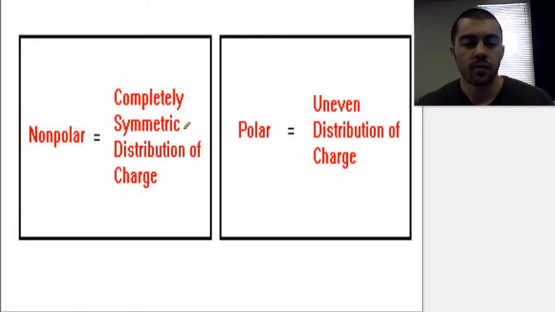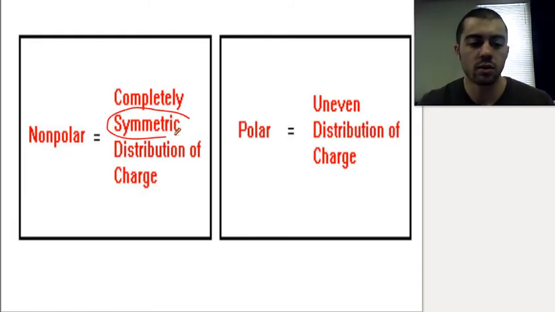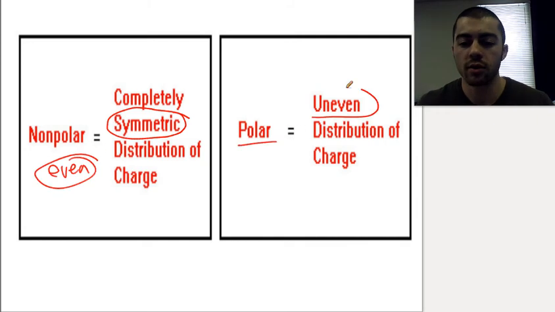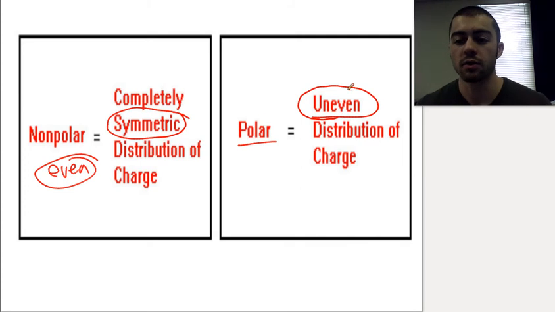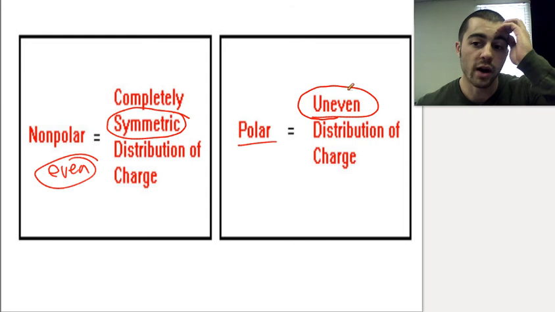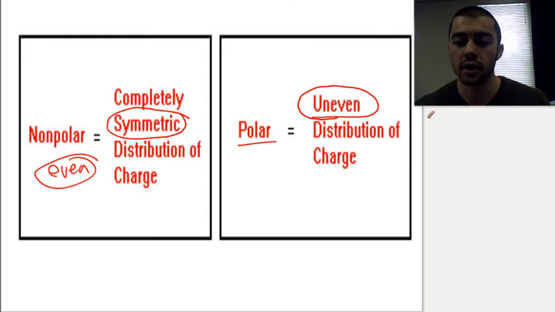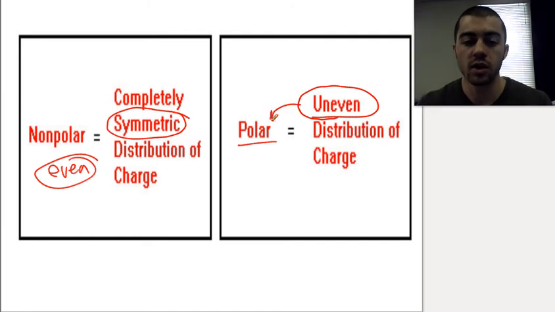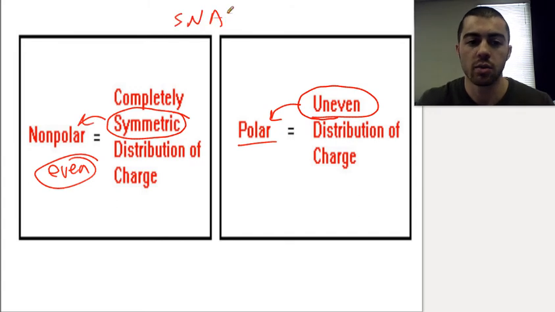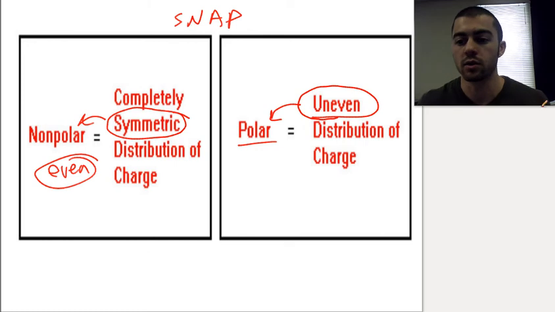So again, with a nonpolar molecule, we have a symmetric distribution of charge. It's an even distribution. With a polar molecule, though, we have an uneven distribution of charge. This could mean we have different elements that have different electronegativities. It could also mean that we have perhaps lone pairs, which would obviously be differently charged than elements around a central atom. So what it really comes down to is if it's uneven, asymmetrical, it's polar. If it's even or symmetrical, it's nonpolar. So again, just think SNAP. Symmetrical, nonpolar, asymmetrical, polar.